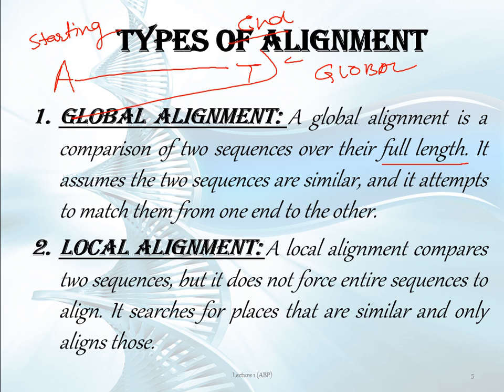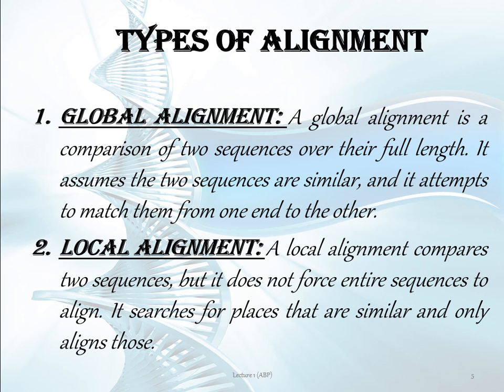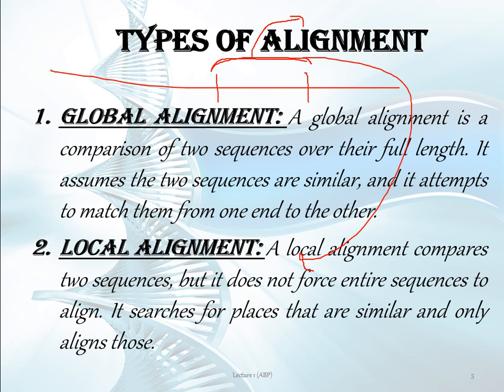And local alignment compares two sequences, but it does not force the entire sequence to align. It searches for places that are similar and aligns only those. Means in a whole sequence, only the part whose sequence gets matched gets aligned with the database, that is known as local alignment. Okay, is it clear?